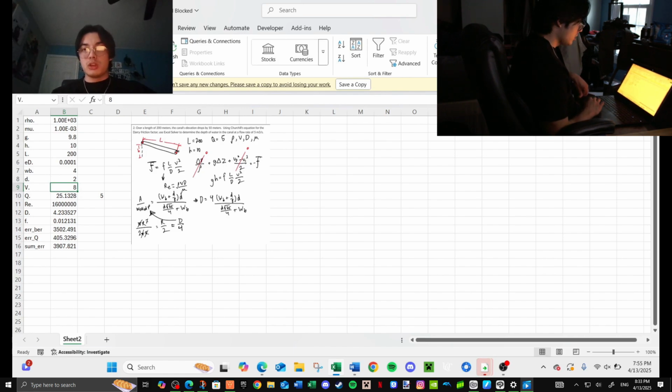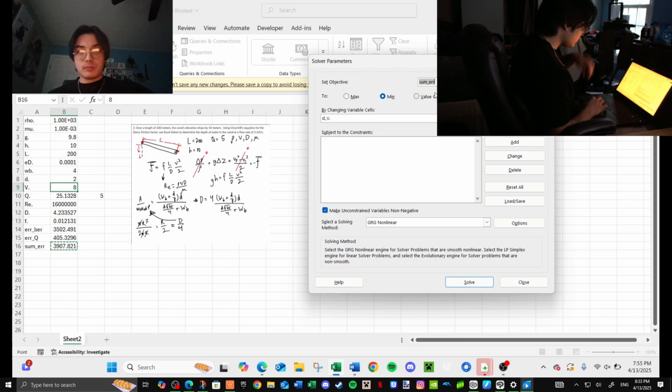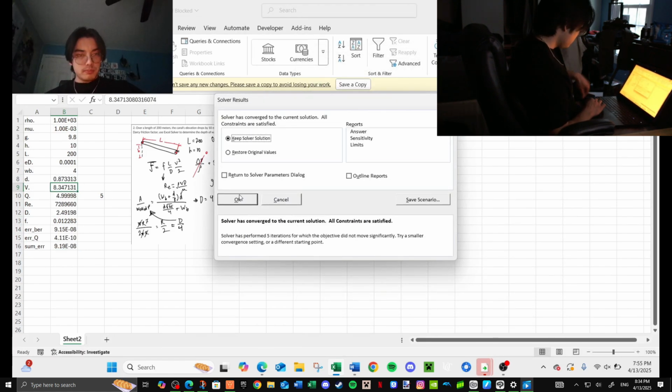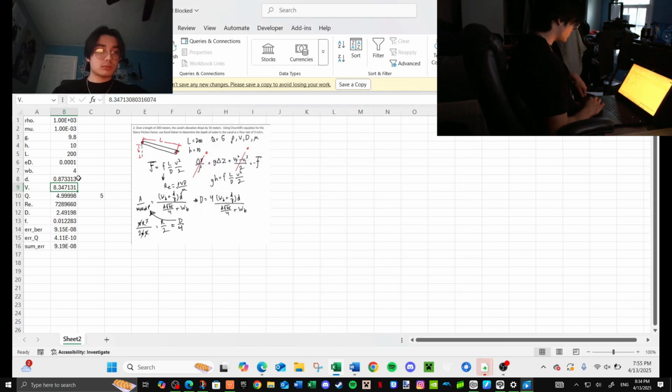We go to the solver, and we're setting the objective to the sum error, which will in turn give us a minimum value for both the error of Bernoulli's and the error of the flow rate. And if this works correctly, the value will be close to 0. And we're going to be doing that by changing the depth and the velocity. And by doing that, we get a depth of 0.87 meters and a velocity of 8.34 meters per second.